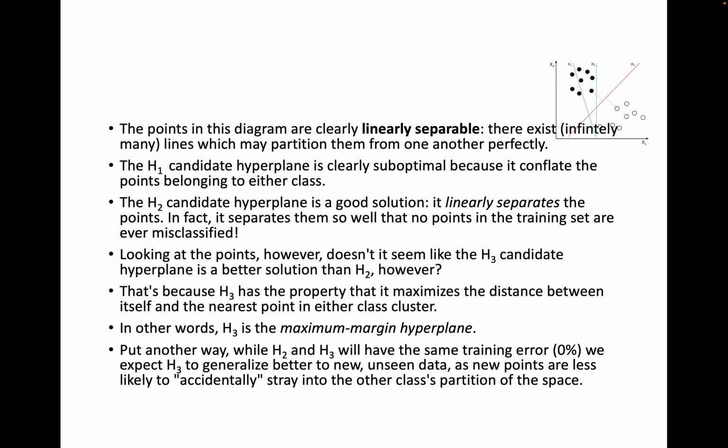The H1 candidate hyperplane is clearly suboptimal because it conflates the points belonging to the other class. We saw that: H1 is going inside the other class, so it won't work. Wrong division. The H2 candidate hyperplane is a good solution. It linearly separates the points. In fact, it separates them so well that no point in the training set is ever misclassified.